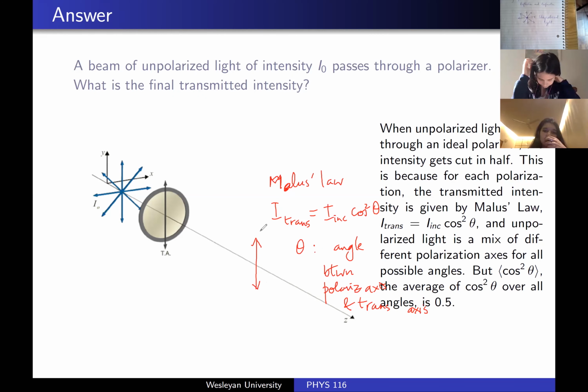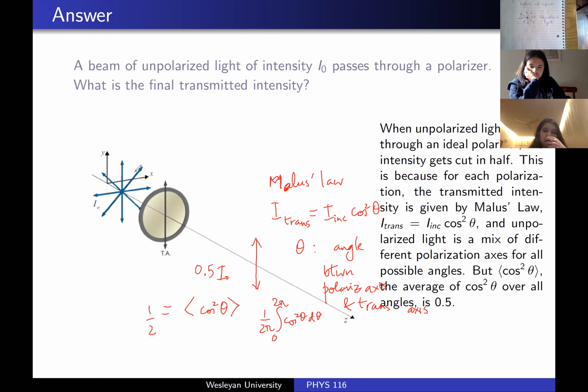And the reason why it would be only 1/2 I naught in this case is because we have all possible different angles here. And so when we look at what comes through, we need to basically take the average of cosine squared theta over all angles. So in other words, we're doing the integral of cosine squared theta d theta from 0 to 2 pi, and then divided by 2 pi. And it turns out that this average is 1/2.